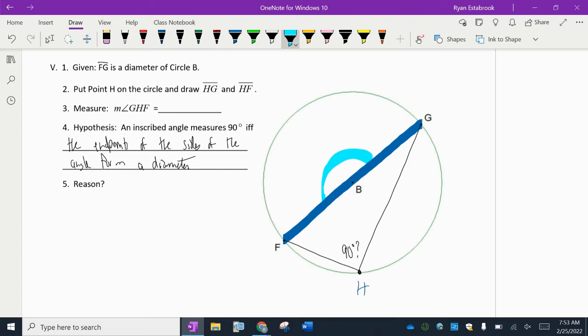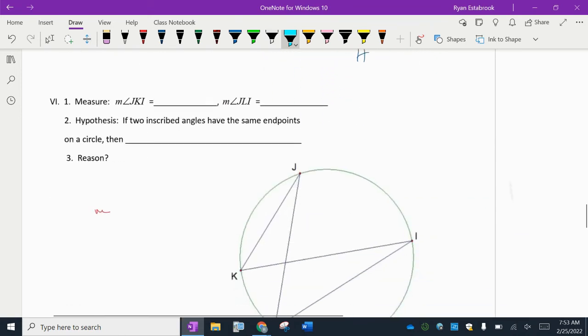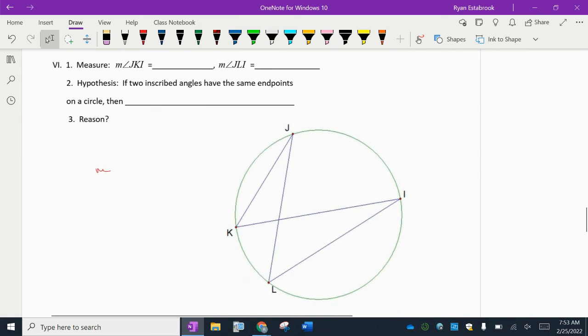This is just a specific case of the previous one. It's an important case because 90 degrees is such an important number for us in geometry. All right, so that's number 5. Number 6. So again, we're not going to use protractors in this one.